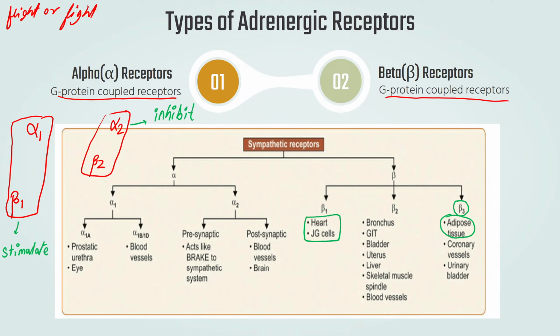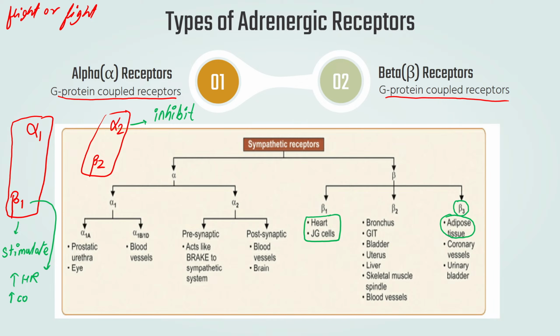Present in the heart and the juxtaglomerular cells present in the kidney. What will it do? Beta 1, we know it stimulates, so present in the heart, if it stimulates, it will increase heart rate. Obviously, in a life threatening situation, our heart rate will be increased. This is the action of beta 1. Heart rate will be increased.